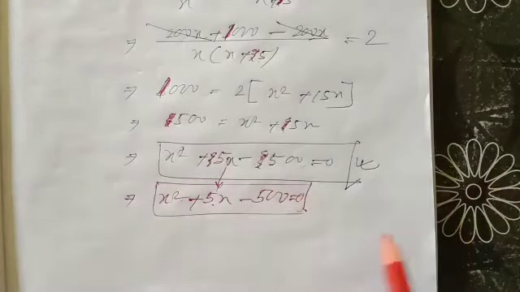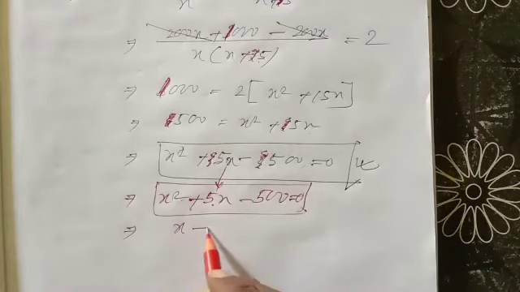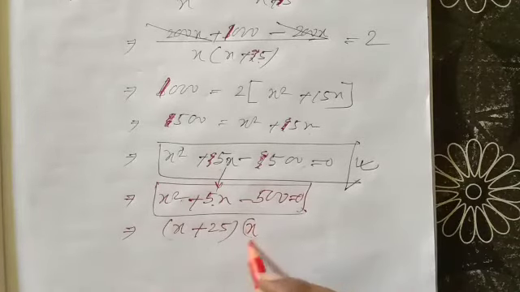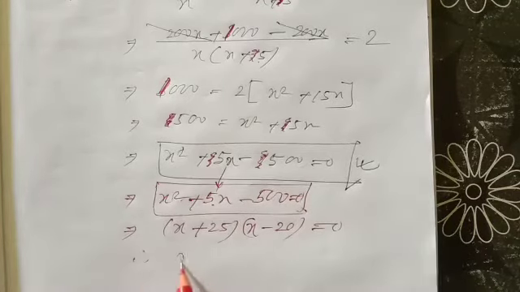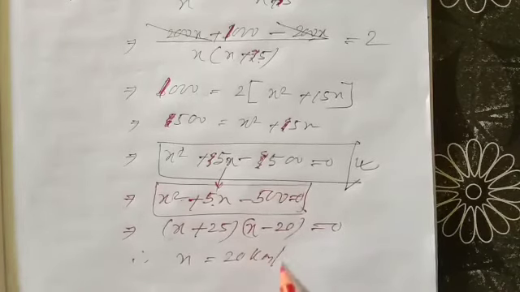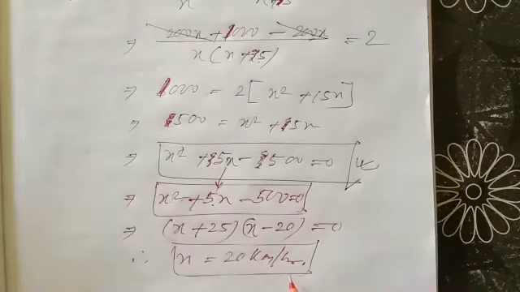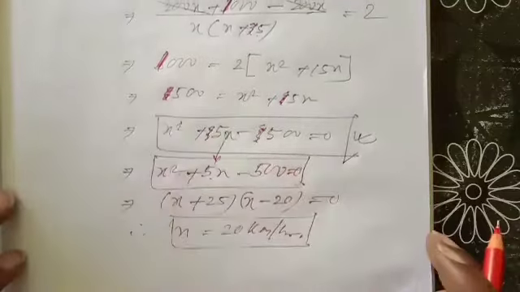You have to solve by middle term breaking. It will be x plus 25 and x minus 20 equal to 0. Therefore, x will be 20 km per hour. So, what is the speed of the jeep car? That is 20 km per hour, and the motor car speed will be 5 km per hour more.